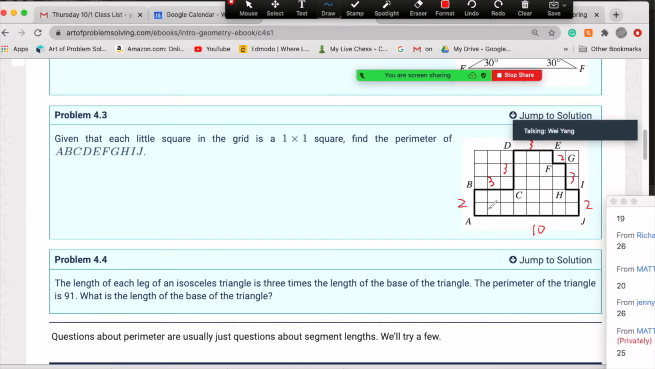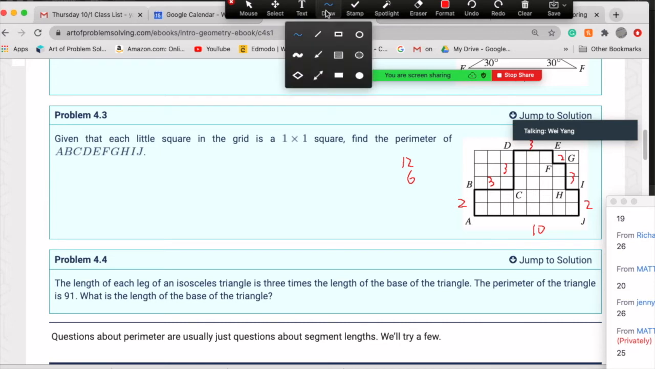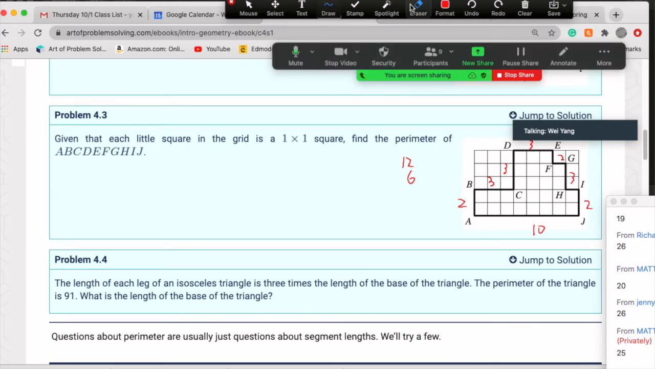Let's say, that would be 6. There will be 4 threes and 3 twos. 4 threes, that's 12, plus 6. Now let's see. 1, 2. This 3, this 2. Oh, no, this is not. Oh, this is 3. This is 2. So 1, 2, 3, 4, 5, 6, 7, 8. Okay, this one's not 10. I wrote this one wrong. That's 8.